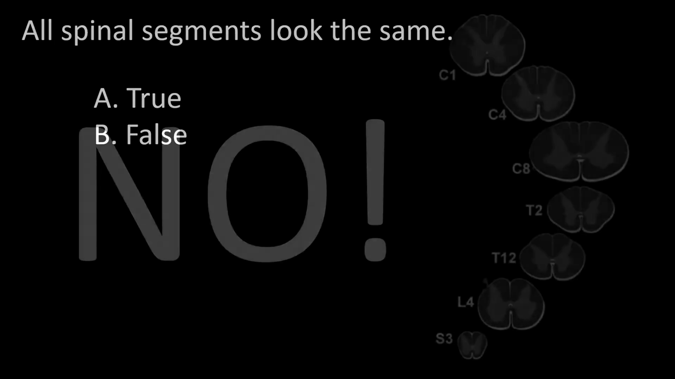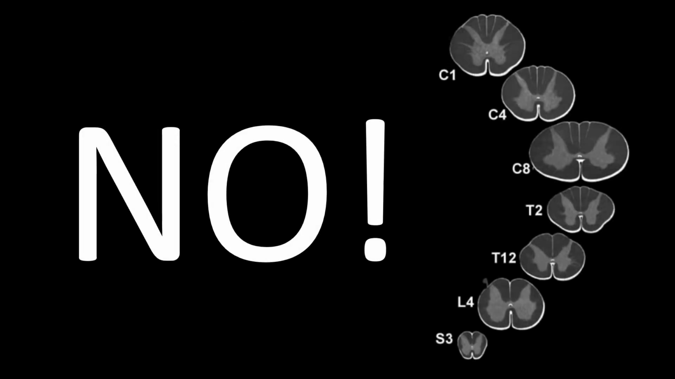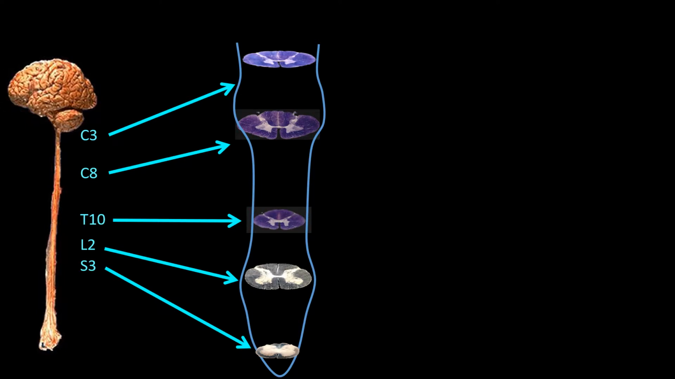Next question. All spinal segments look the same. A true, B false. The answer is a definite no. All spinal segments do not look the same. This is an infrequent dissection where the brain and the spinal cord have been dissected in one piece. Here I am indicating various spinal cord levels. And now the corresponding specimen inside a schematized spinal cord.